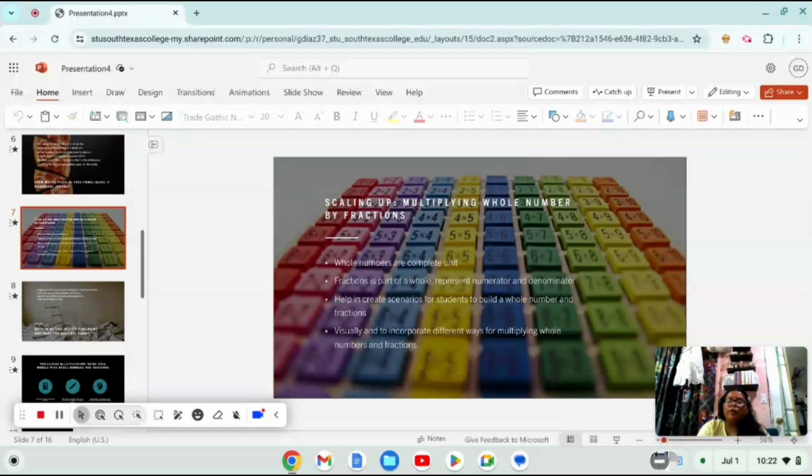Visualize and incorporate different ways of multiplying whole numbers and fractions. When it comes to multiplying, there are many ways you can set up an equation depending on what it's asking. A visual scenario shows different approaches to multiplying, such as repeating addition or grouping. Imagine you have 3 groups of 1/2, which means each group is half of something. To find out how much it is all together.